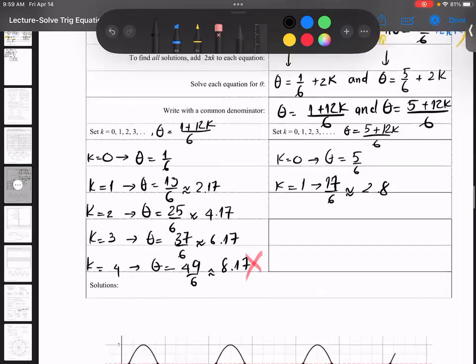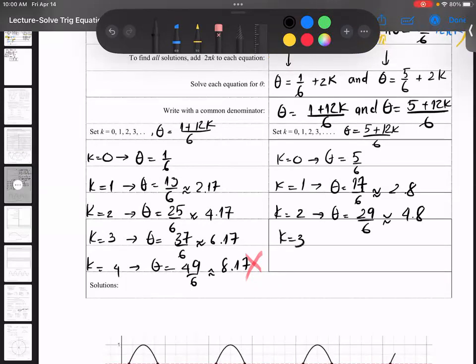When k equals 2, it's 29 over 6. I forgot to write theta. I should have written theta. Theta is 29 over 6. That's roughly 4.8. And when k equals 3, theta is 41 over 6. That's roughly 6.8. 6.8 is bigger than 6.28, so we don't take that one and we stop.